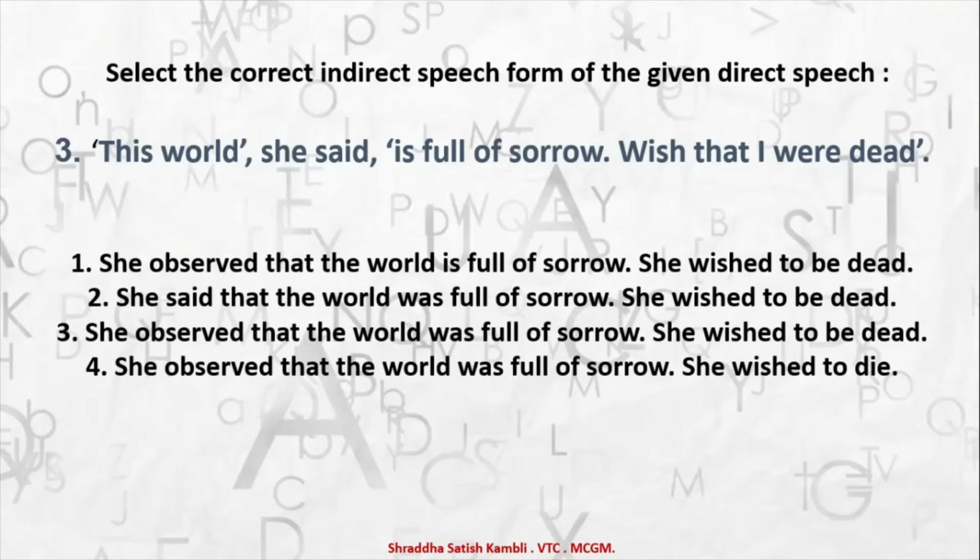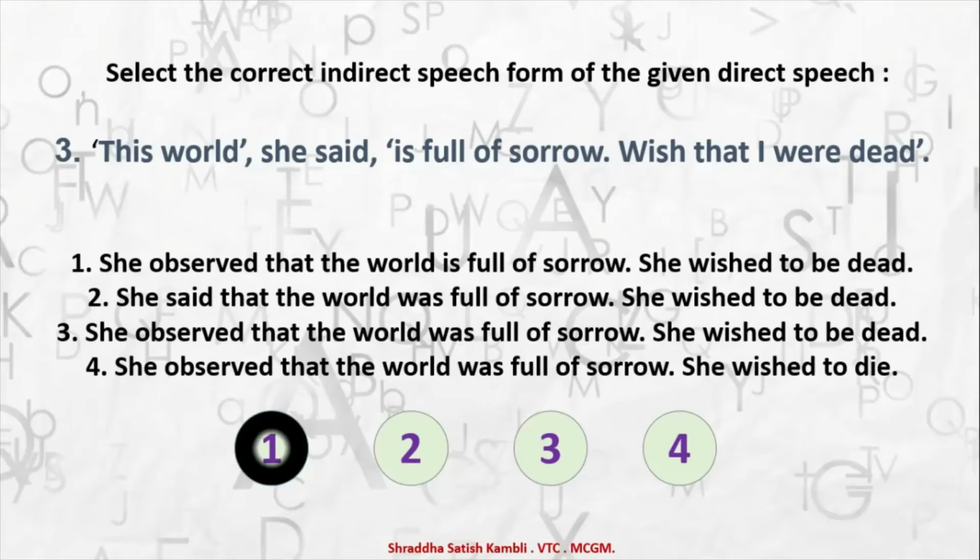She said that the world was full of sorrow. She wished to be dead. She observed that the world was full of sorrow. She wished to be dead. She observed that the world was full of sorrow. She wished to die. So come on, which one is the correct one? Read all of the options properly and find out which one is correct. Yes, it is option number 1.